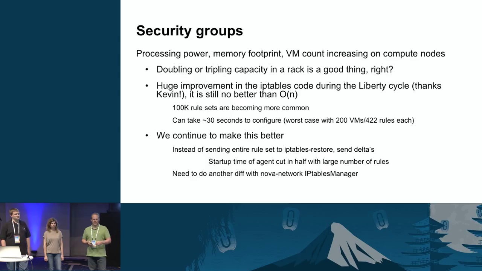And then the last bullet here, some people might wonder why I'm mentioning Nova Network in a Neutron talk. But at the time the Quantum project was started, that IP tables manager code was the same in both projects. It was basically taken line for line. And over time, we've diverged in how we work. But Nova Network continues to make performance improvements. And periodically, I do take looks at that code and do diffs with Neutron and find some little nuggets that we can possibly apply.